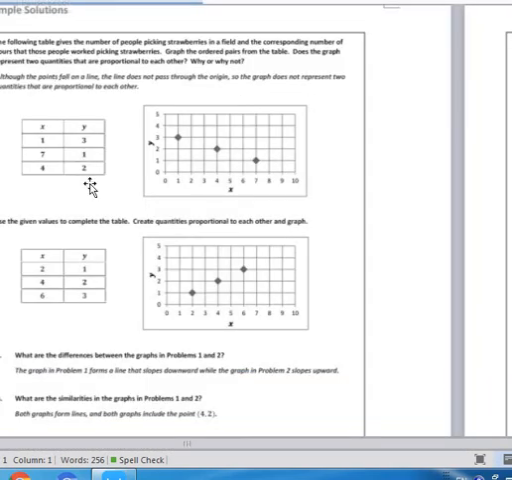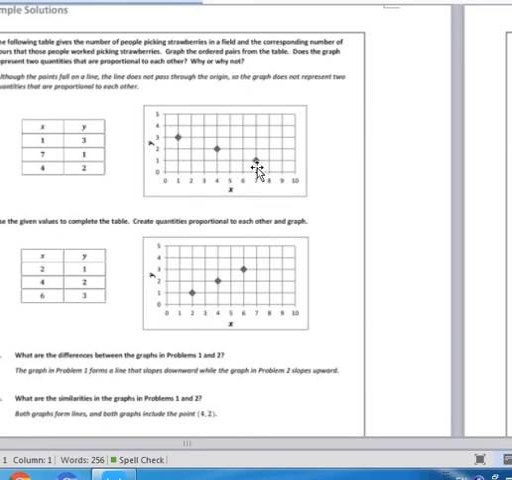Okay, the last worksheet here. The following table gives the number of people picking strawberries in a field and the corresponding number of hours that those people worked picking strawberries. Graph the ordered pairs from the table. Does the graph represent two quantities that are proportional to each other? Why or why not? Here I have x and y, the coordinates: 1 and 3. Okay, then 7 and 1, then 4 and 2.